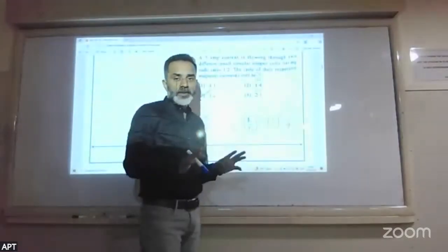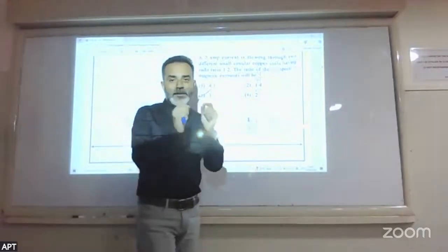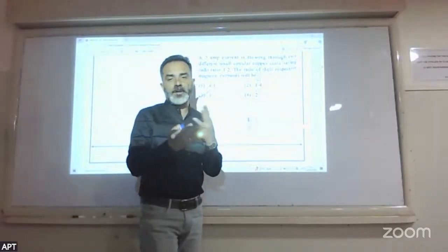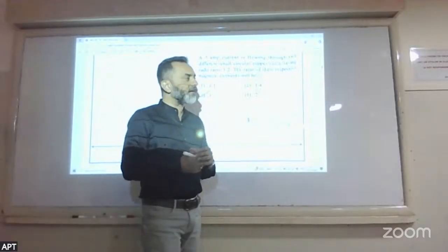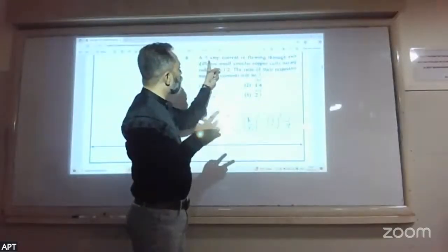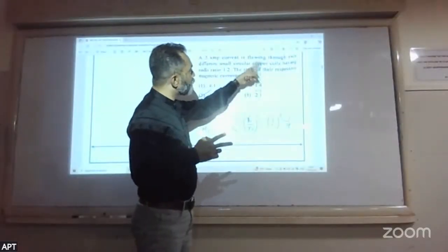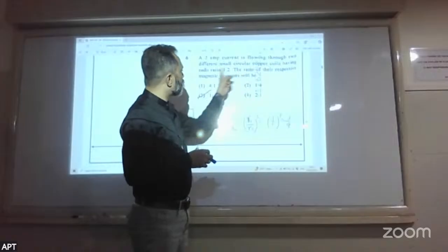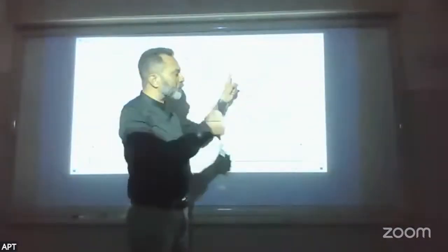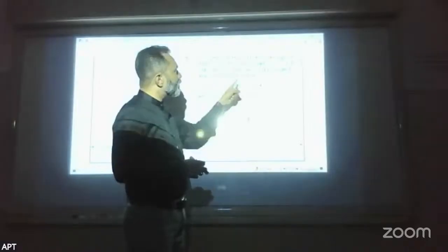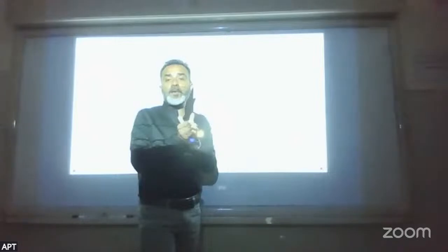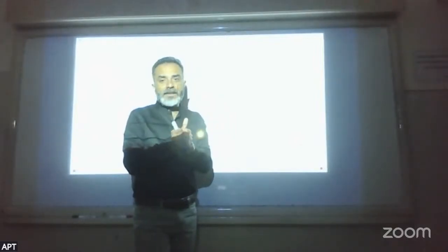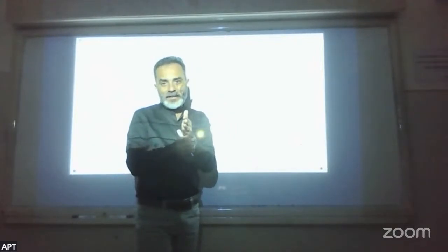A very simple question. So there were a few direct questions which you can easily go for, with no need to give a second thought. And then you could have saved your time in these questions. A 2 ampere current is flowing through 2 different small circular copper coils of radii 1:2. The question asks for the ratio of the respective magnetic moments. So with 2 coils having different radii, we are supposed to find the ratio of the magnetic moments. Magnetic moment is what? It's NIA. Number of turns into current into area. Current is the same, but it should be proportional to area.